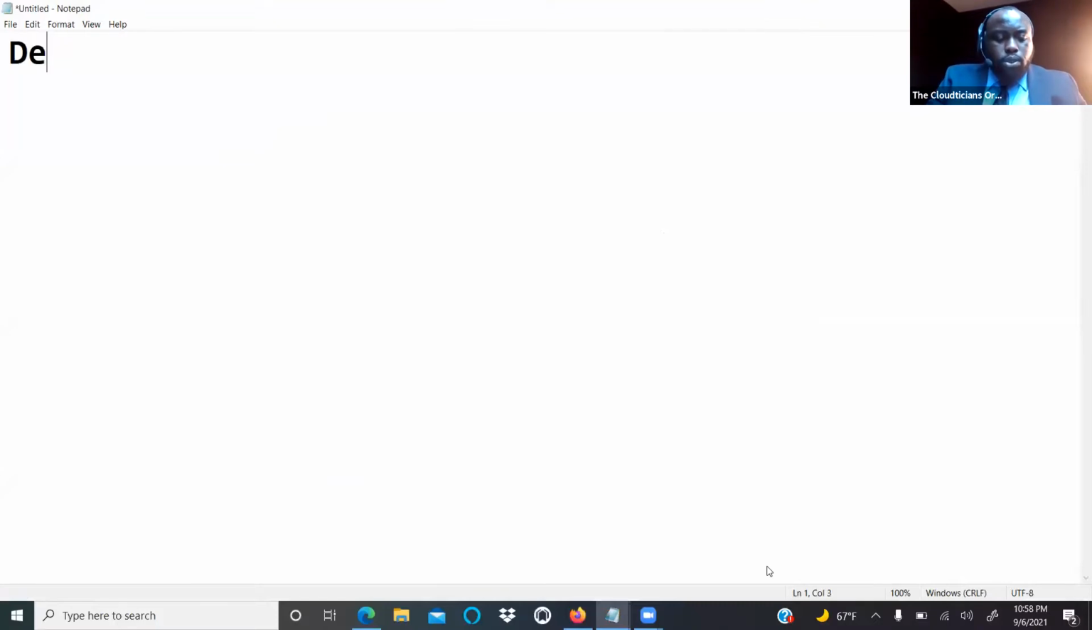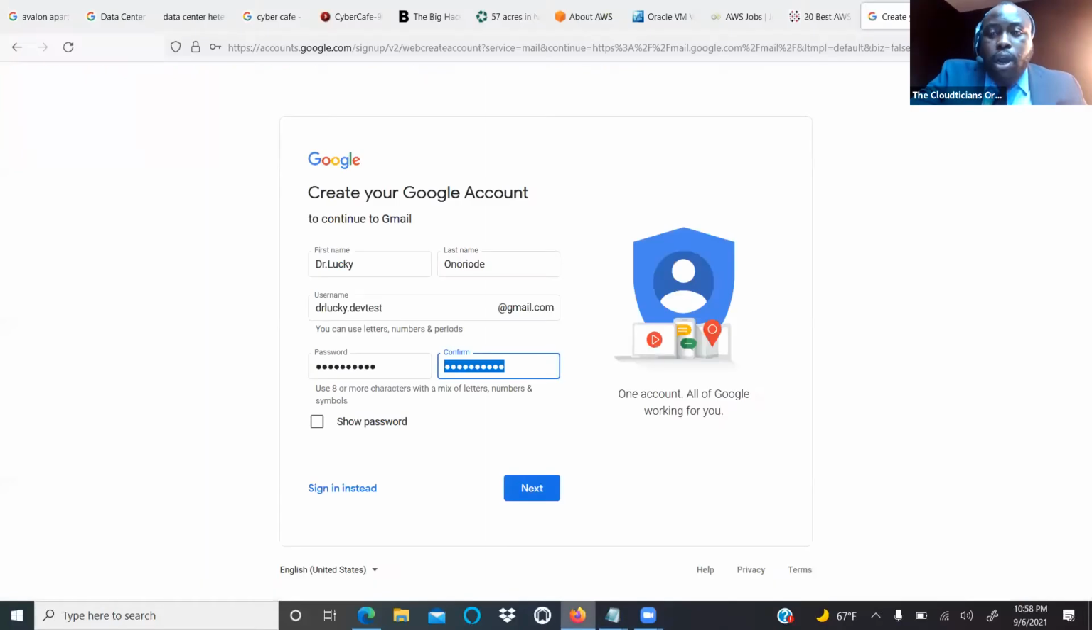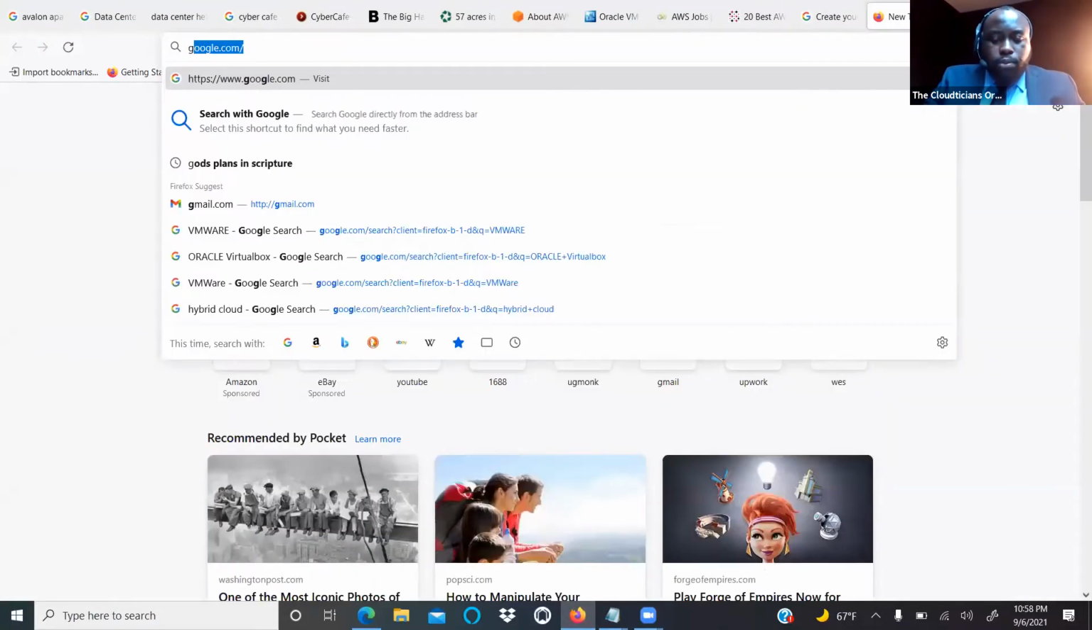Okay. So development and testing environment is one of the environments. We have 3 environments in the cloud and also in IT. Some companies have like 4 or 5 environments. I will explain why. Okay, development and testing environment. It's the example of a development and testing environment. Let me show you this.